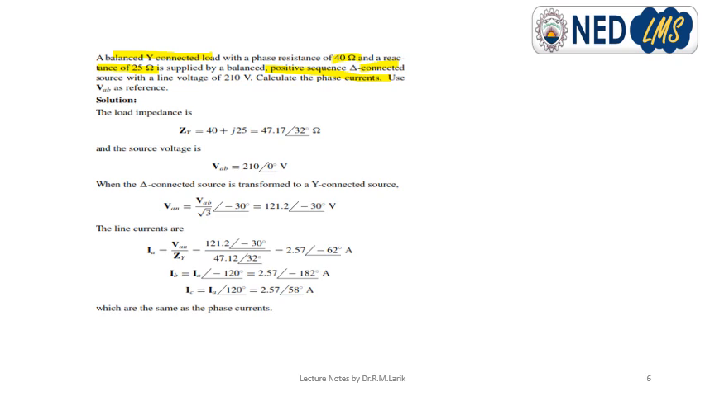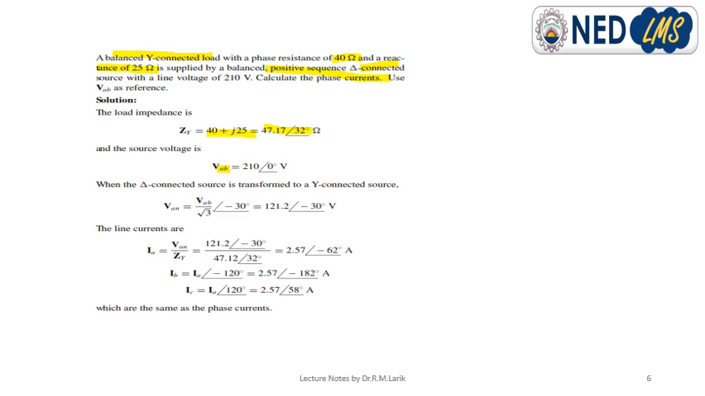The load impedance is just the resistive and reactive parts added up, that is 40 plus j25, converted into phasor form. You will get 47.17 at 32 degrees, and it is given that the line voltage VAB is 210 at 0 degrees.